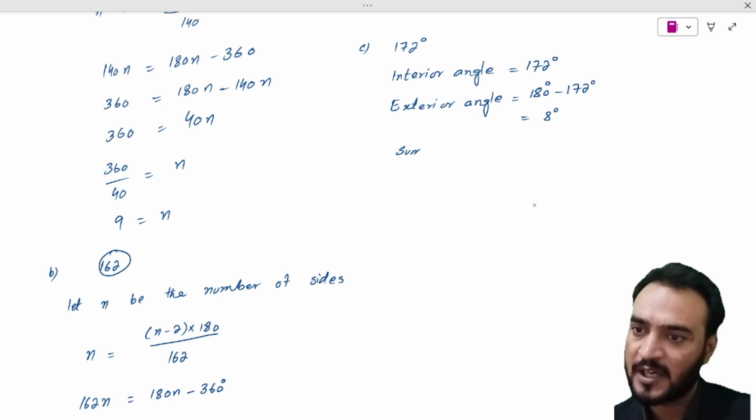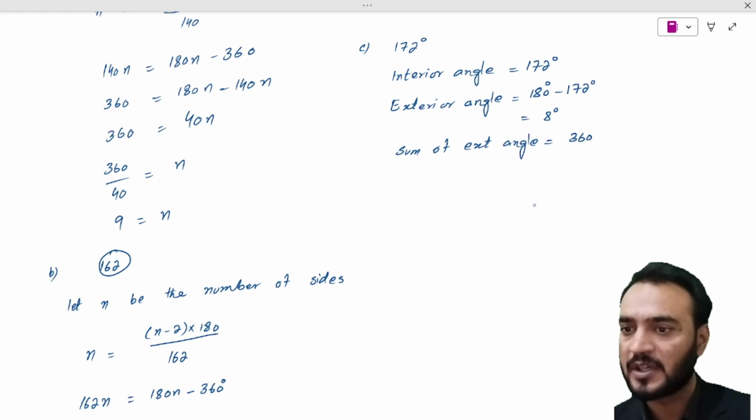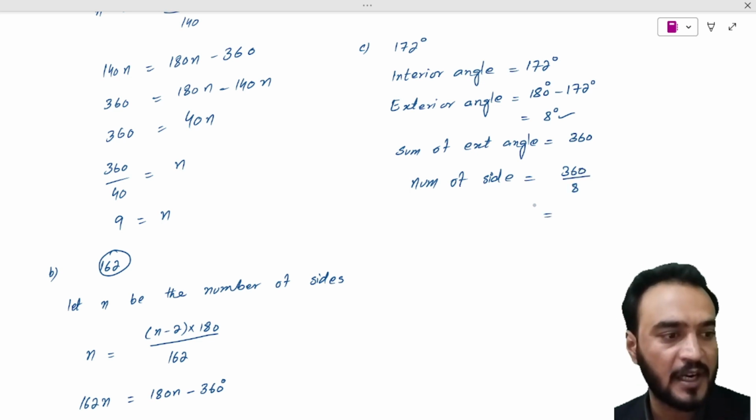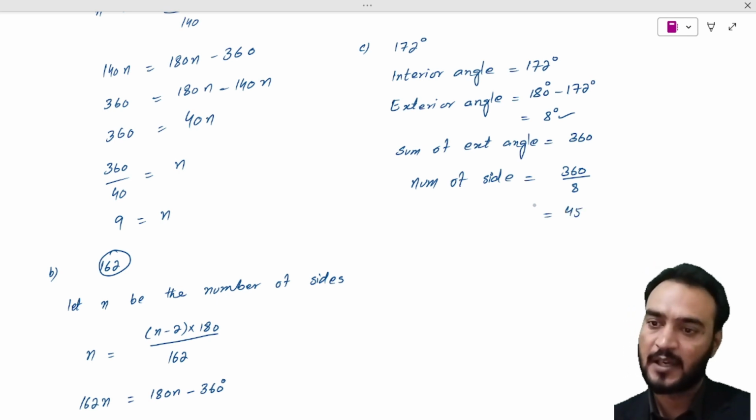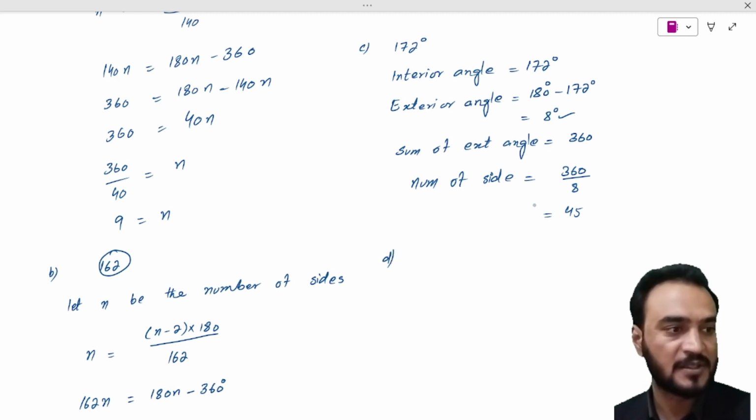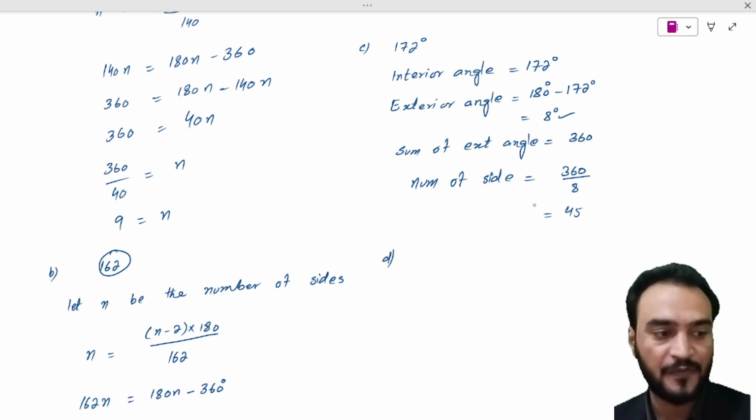As the sum of exterior angles is always equal to 360 degrees in case of a polygon, we divide this sum by one exterior angle to obtain the number of sides. So number of sides is equal to 360 divided by 8. Dividing 360 by 8, we get 45. So this polygon has 45 sides. And part D of question number 6 is 175 degrees.